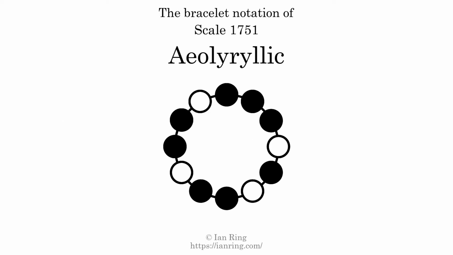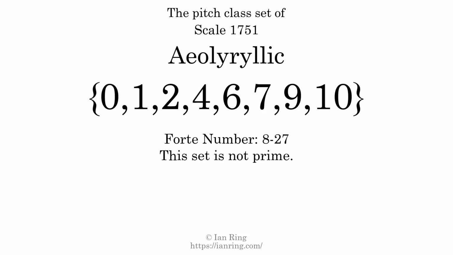This is a bracelet notation diagram of scale 1751. The shaded circles represent tones that appear in the scale, and they are read clockwise, starting at the top. The pitch class set for this scale is 0, 1, 2, 4, 6, 7, 9, 10. The Fort class is 827. This set is not prime.